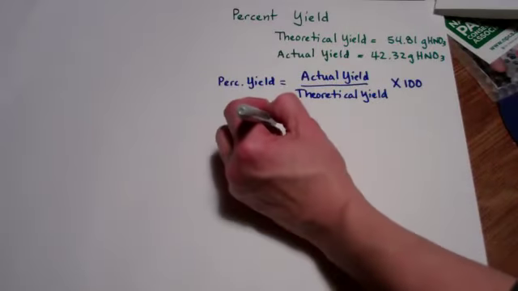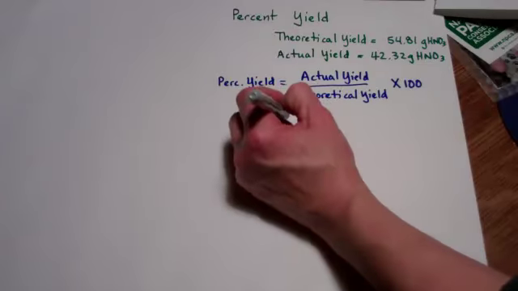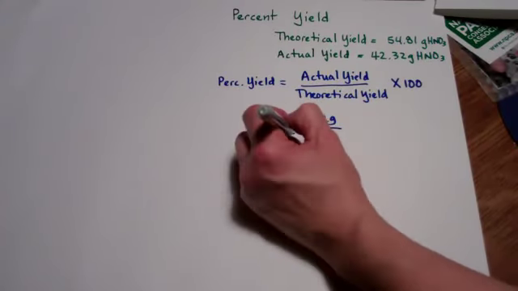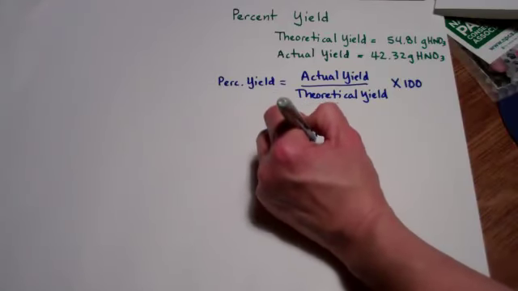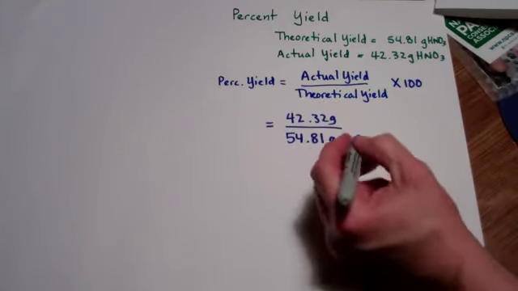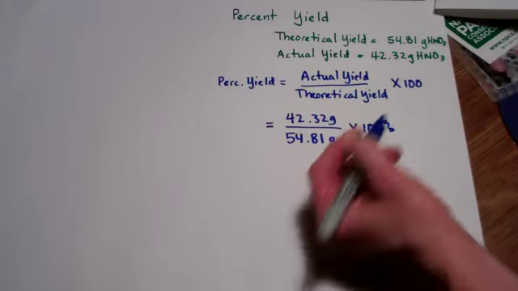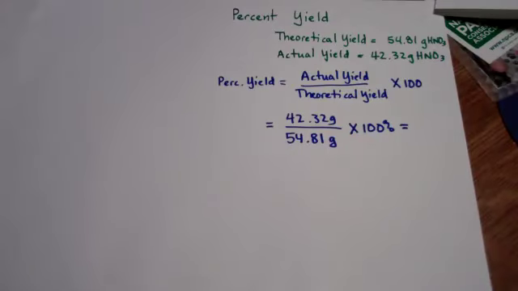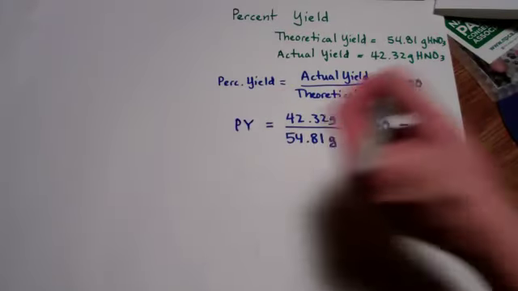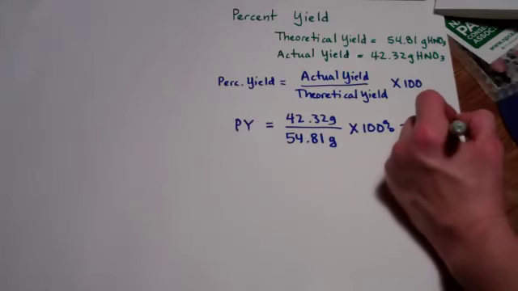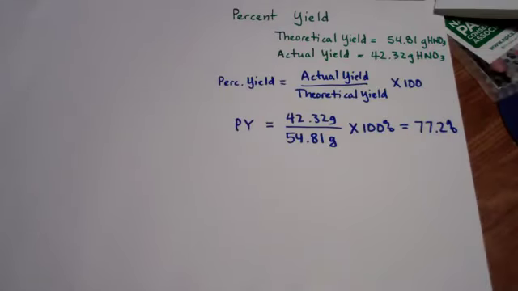So if we put our numbers in here, we can put 42.32 grams over 54.81 grams and multiply this by 100%, and that is going to give us our percent yield, our PY. If we calculate that out, we would find that that is 77.2%. So that is our percent yield. That's how we would do percent yield problems.